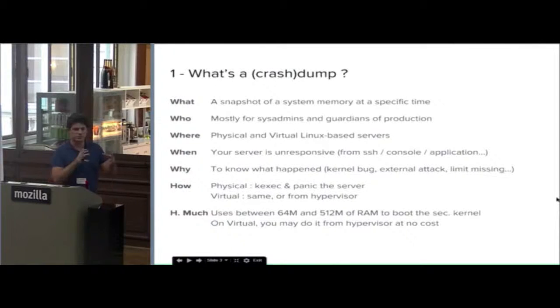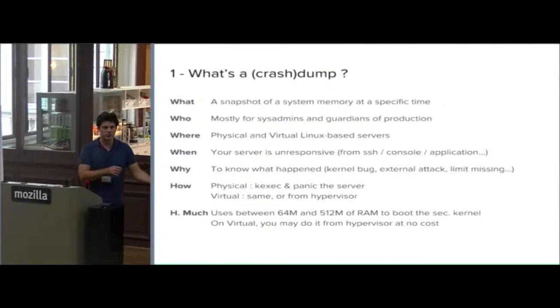You have to reserve some memory at the beginning of the memory of the system, to be able to boot the secondary kernel. And this one will trigger a new script and application to copy the memory from the running server to a file, to a network, to a raw device, stuff like that.